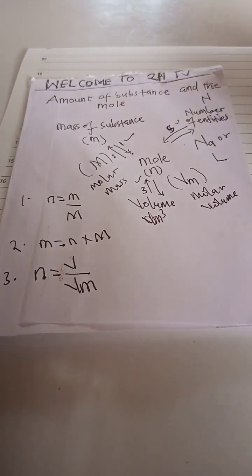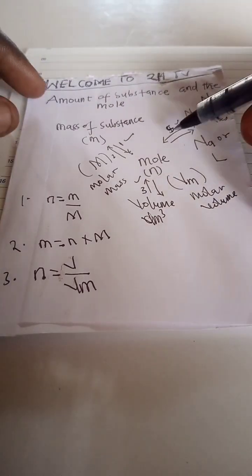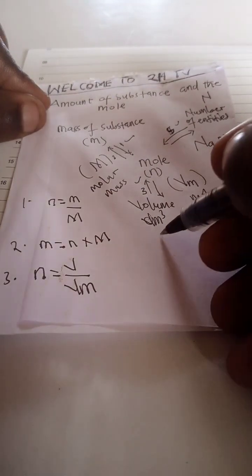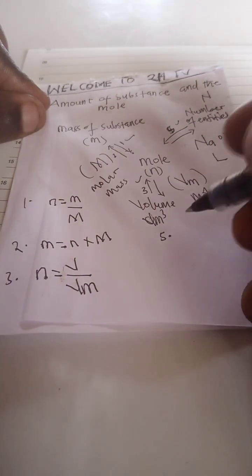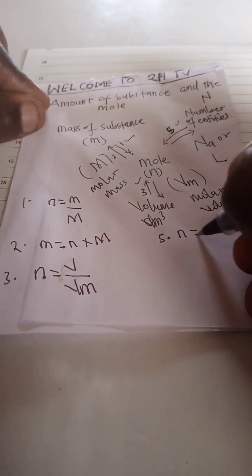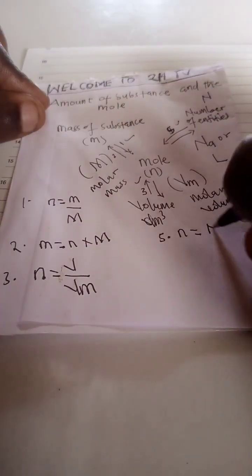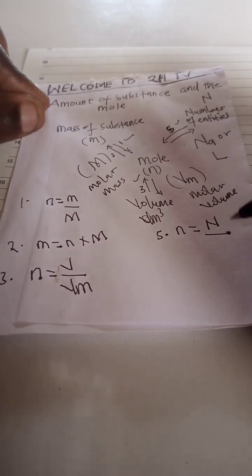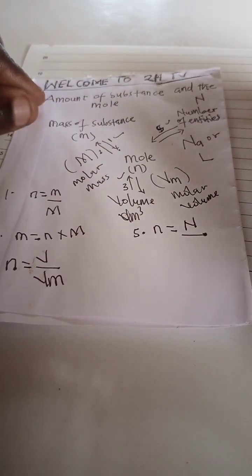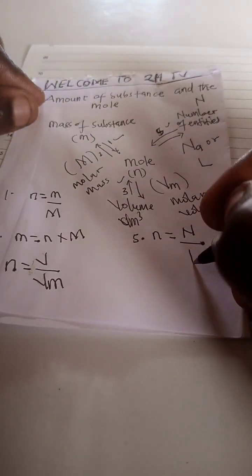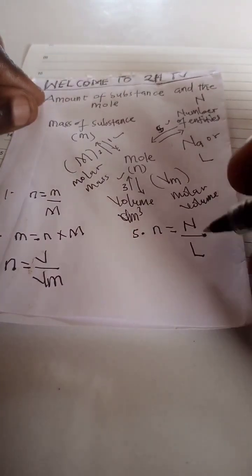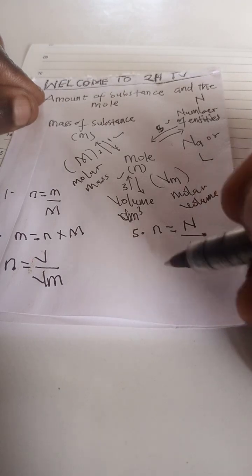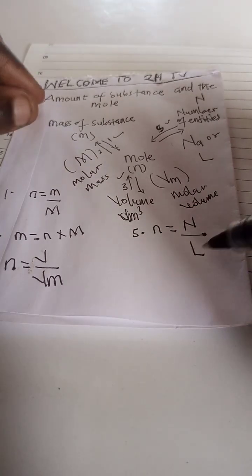Let's look at the last aspect, the relation between number of entities and mole. We are using the fifth arrow, where we are to find the mole and we are given number of entities. So my mole now is equal to number of entities divided by Avogadro constant, usually Na or L. With this, you can find the sixth one, which will be number of entities is equal to mole times Avogadro's constant.